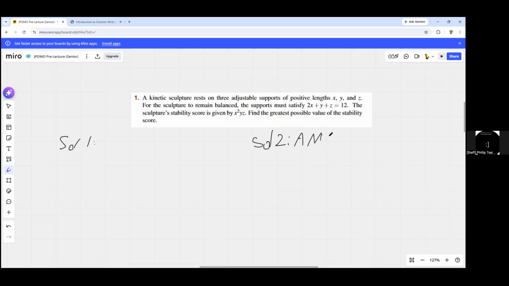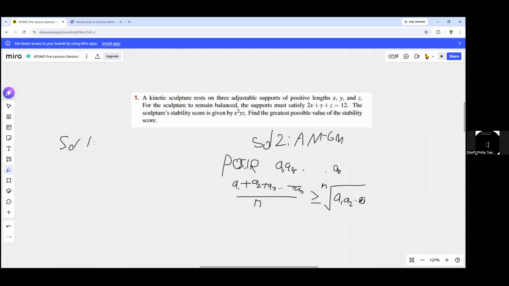Here's the idea basically. The AMGM, the arithmetic mean geometric mean inequality, says that for positive real numbers a1, a2, up to an, their arithmetic mean, which is basically the sum of all the terms divided by the number of terms, a1 plus a2 plus etc. plus a sub n, all over n, is greater than or equal to their geometric mean, which is basically the nth root of their product, a1 times a2 times all the way up to a sub n.